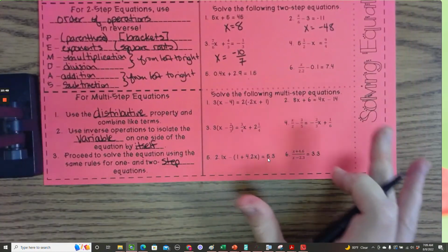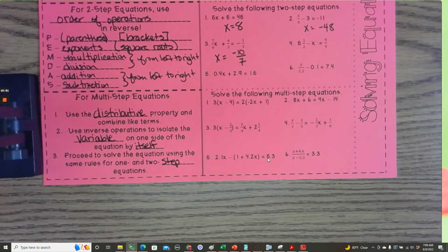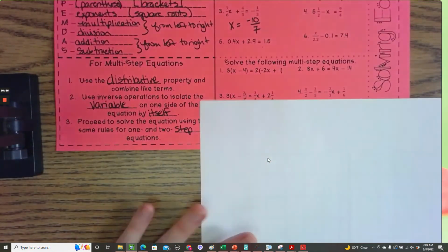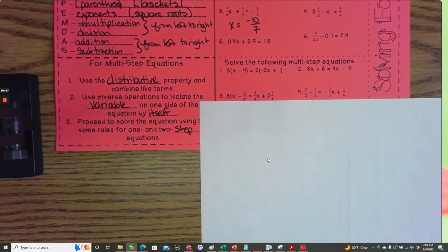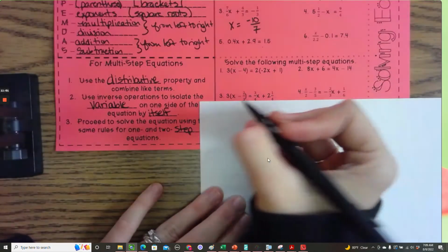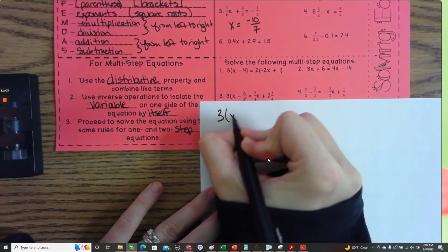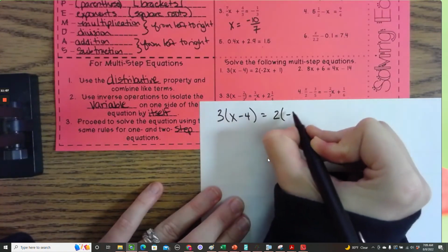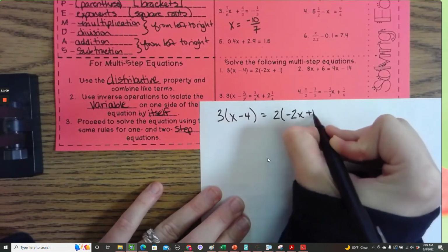Okay, and I know that some of you guys know how to do this in the calculator. We'll talk about that later. The main thing is you guys do need to know the rules, because there's other things that we do in algebra that involve the rules of equations. So 3x minus 4 equals 2 times negative 2x plus 1.